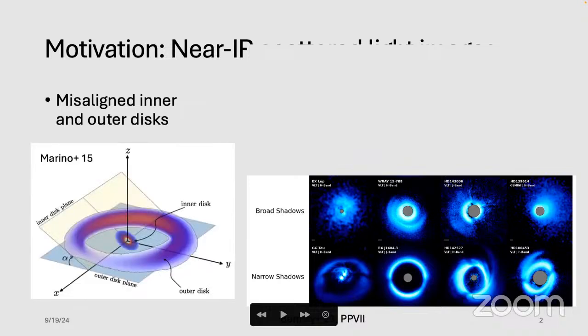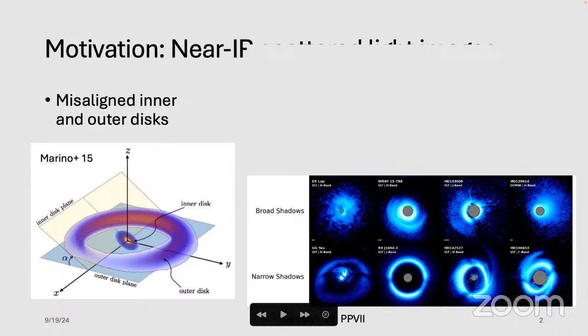A common explanation for this kind of shadow is a misaligned inner disk. This inner disk is often unresolved, but you can use the shadow's morphology to infer the inclination of the inner disk. If the inner disk is just mildly misaligned with the outer disk, like in this plot, it will cast a very wide shadow, and half of the disk will be in the shadow. If the inner disk is almost perpendicular to the outer disk, only two parts of the disk will be in shadow, and they are separated by around 180 degrees. So this is not new.